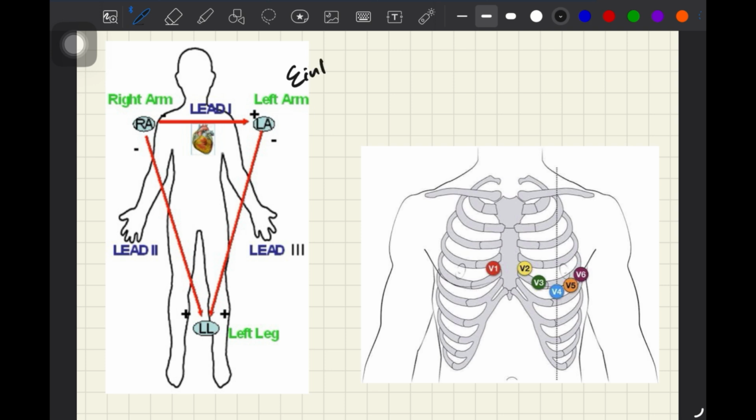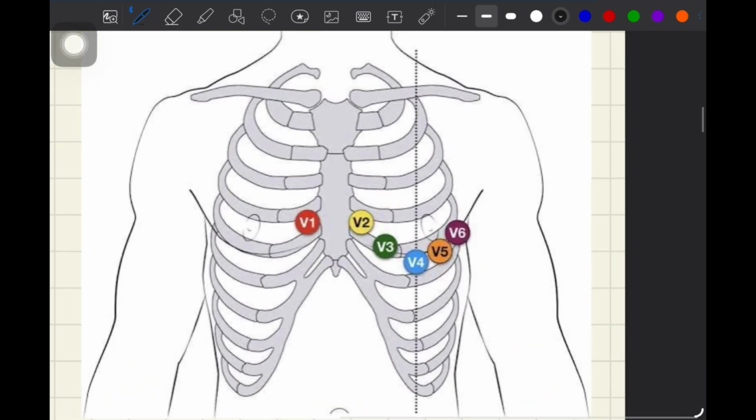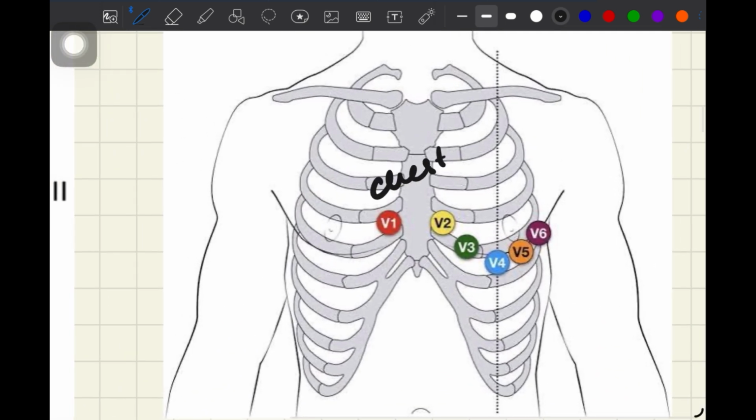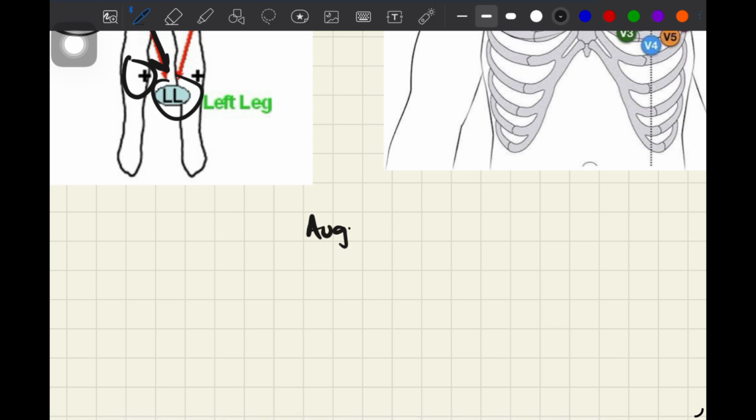So this is the diagrammatic representation of Einthoven's triangle, where lead 1 is from right arm to left arm, lead 2 is from right arm to left leg, and we always say it from negative to positive charge. And lead 3 is left arm to left leg, except that we have the chest leads V1 to V6. I hope you know the positions of the leads. I won't go into detail, except that there are the augmented leads, which are AVR, AVL, and AVF.